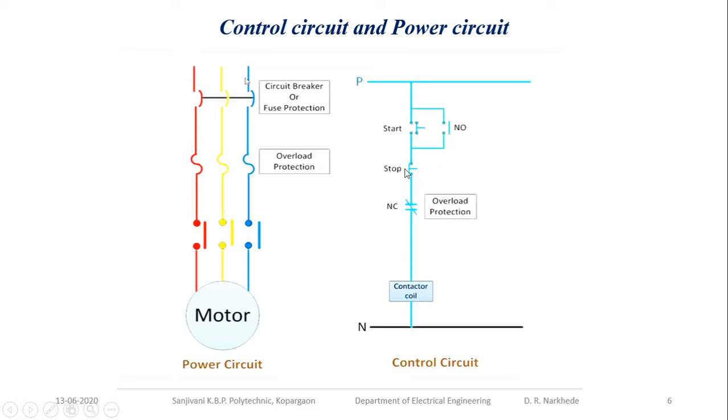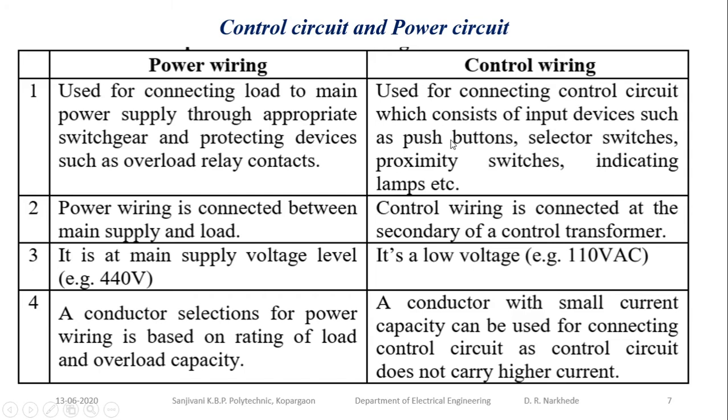Once you press the stop push button, the circuit is going to be open, the contactor coil gets de-energized. Once that contactor coil gets de-energized, this NO contact will again open and disconnect your circuit. So this is also called a three-wire protection. There are two types of circuit that we are going to discuss later on. Okay, so this is typically a power circuit and this is typically a control circuit.